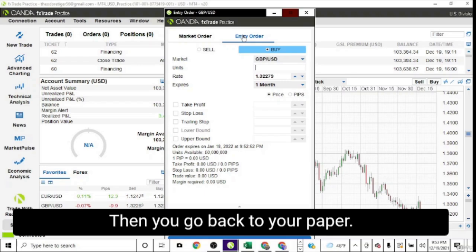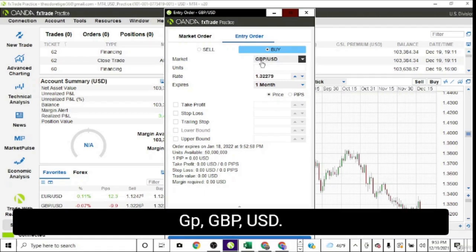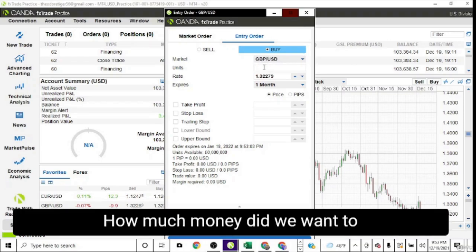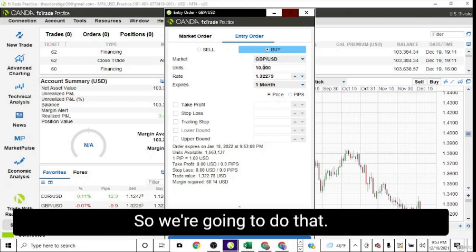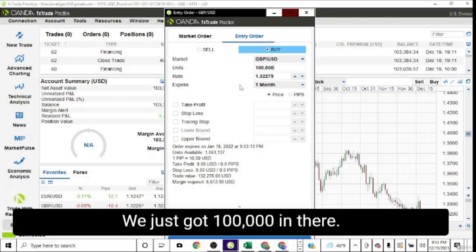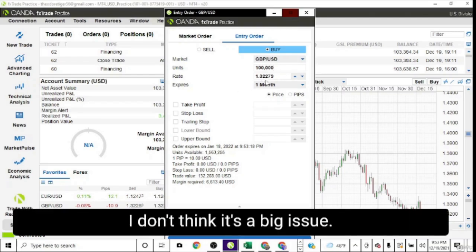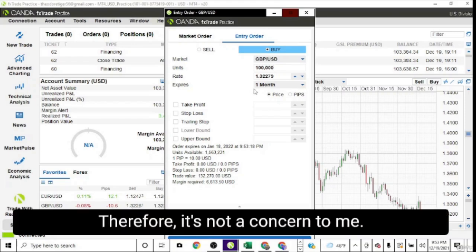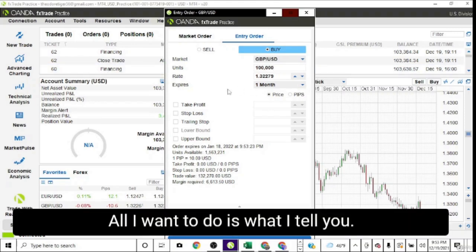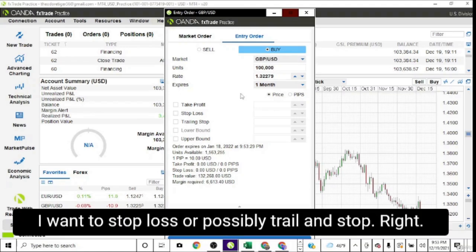Then you go back to your paper. We know we're in the right market. That's the first thing we did because we wrote it down: GBP, USD. How much money did we want to put in? What we say, 100,000. So we're going to do that. We just got 100,000 in there. Now the rate, I don't mess with it. I don't bother it. I don't think it's a big issue, therefore it's not a concern to me. All I want to do is what I tell you. I want to buy. I want to take profit. I want to stop loss or possibly trailing stop.